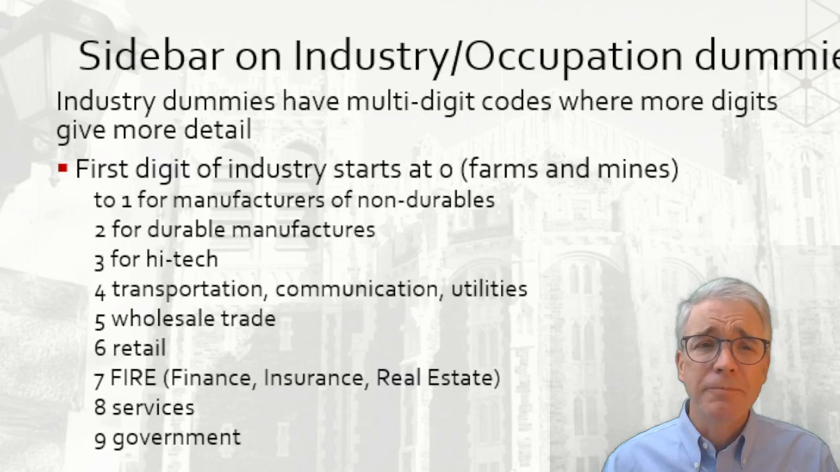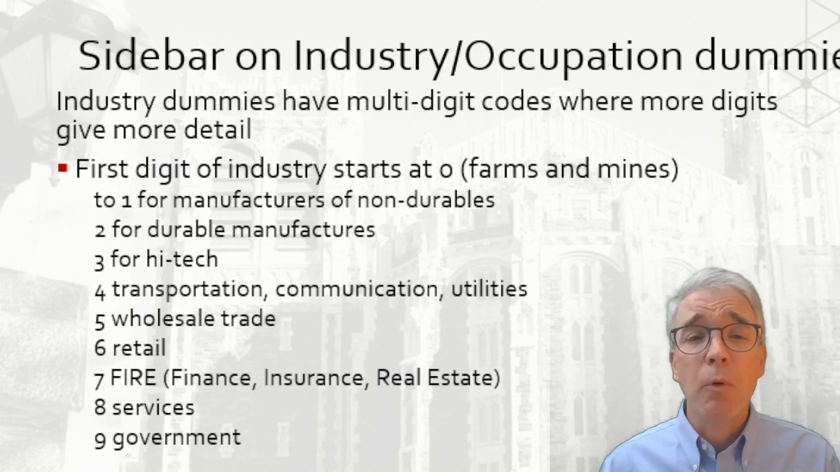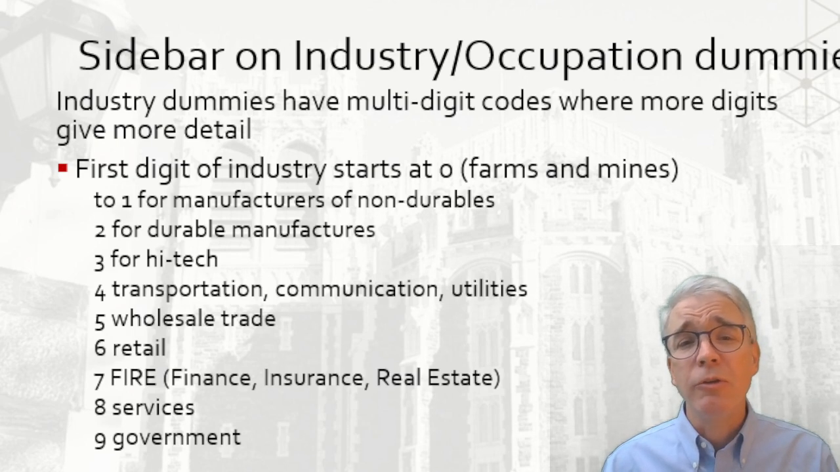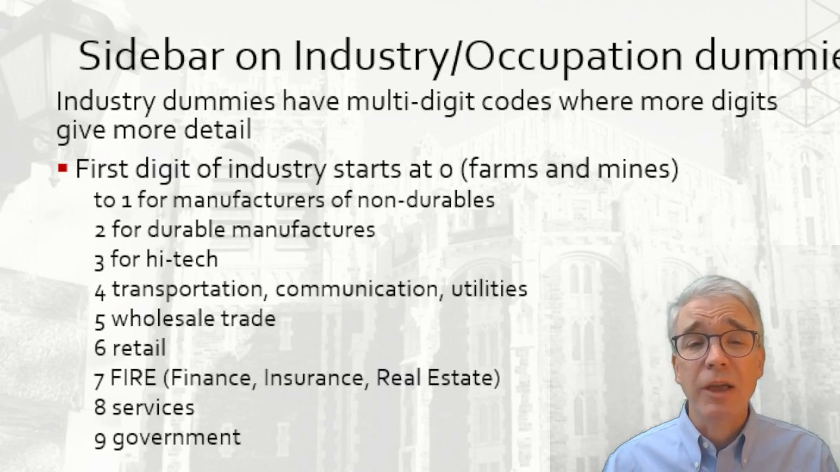Finally, a sidebar on how the government creates industry or occupation dummies. Usually these are multi-level codes where more digits drill further and further down, with more detail. There are similar coding schemes used for products and production, and trade statistics. For example, for industry dummies, the very first digit gives a very broad categorization. 0, farms and mines. 1, manufacturers of non-durables.